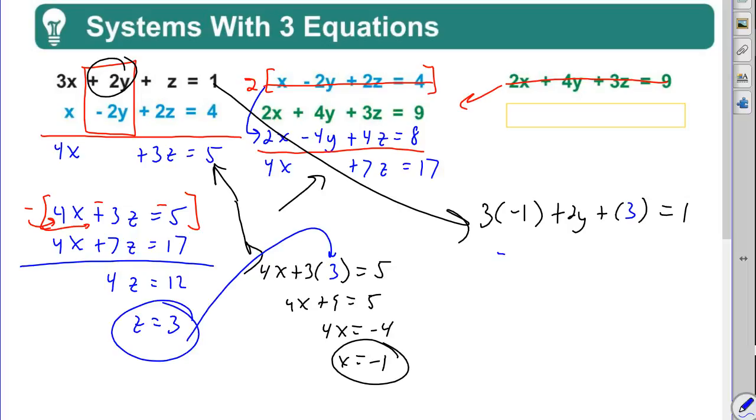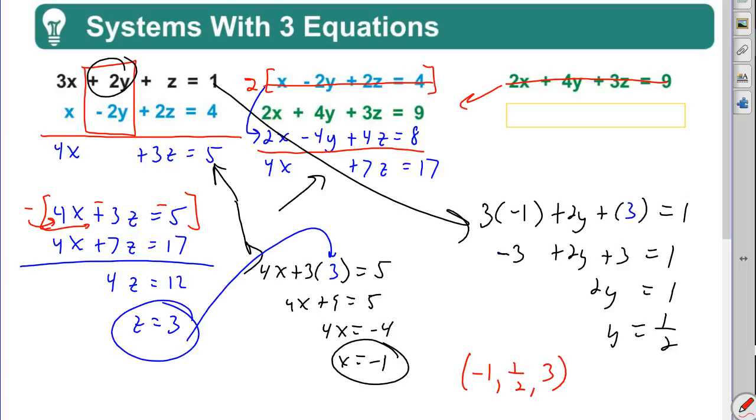See how I subbed in those values? So I get negative 3 plus 2y plus 3 equals 1. 2y equals 1. And guess what? Y equals a half. Final answer. X first, negative 1. Y second, half. And z third, 3. Negative 1, half, 3. What was this? Consistent and independent. Guess what? All three lines intersect at the coordinates negative 1, half, and 3. Hey, that's the idea. Systems with three equations.